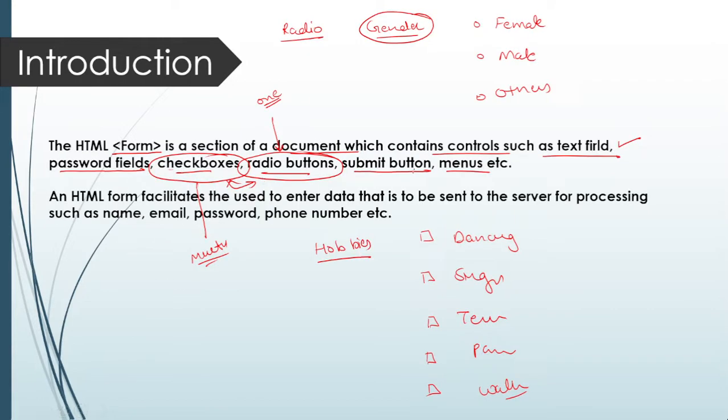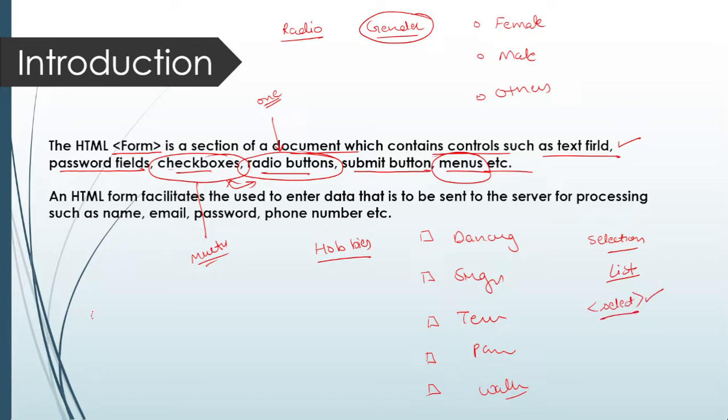Now the third important point we have is menus. If we want to select any option from the given list, we always use menus. To create a menu list, we always use the select tag. We will discuss everything practically.